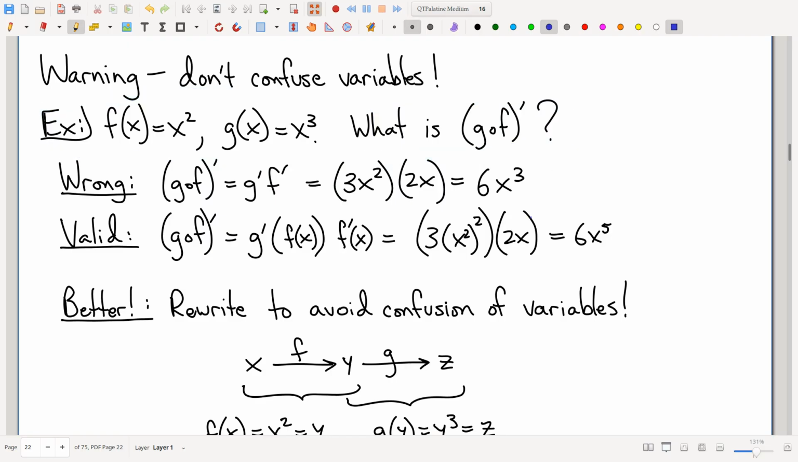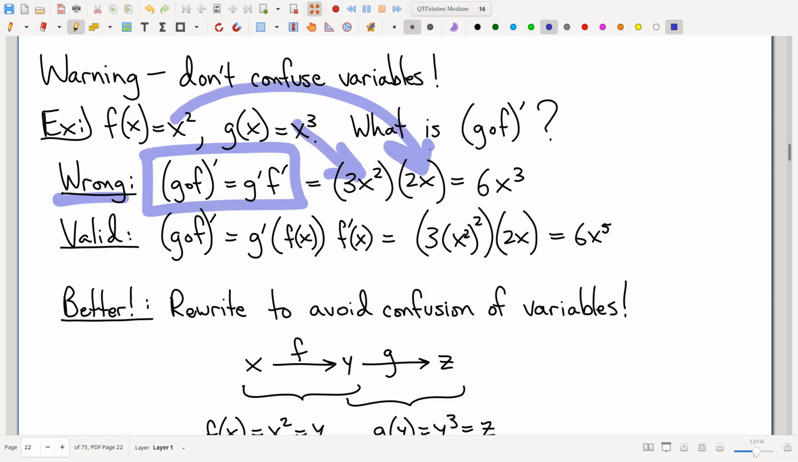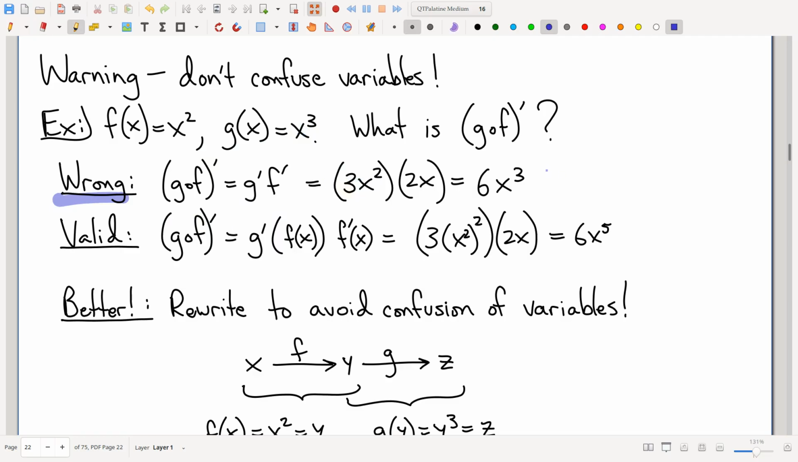And here's the wrong, casual, sloppy, careless take. I'll write down that the derivative of a composition is the product of the derivatives. There's an element of truth to that, right? But then you write down the individual derivatives, and then you multiply them, and you don't get the right answer. Okay, what did we do wrong?